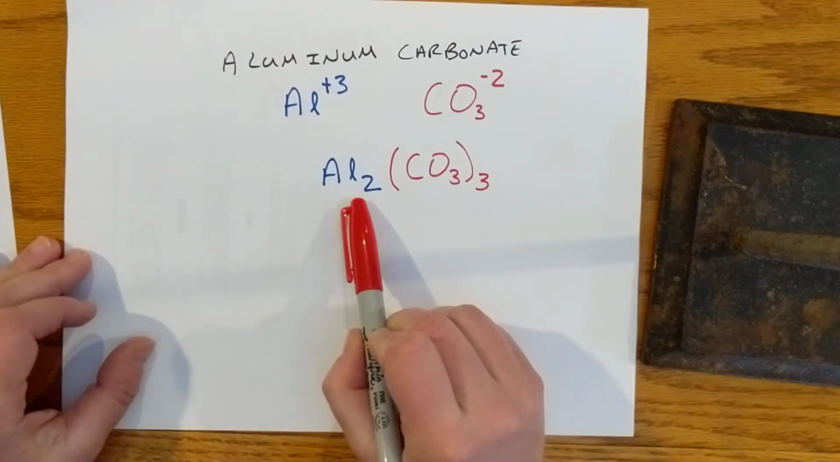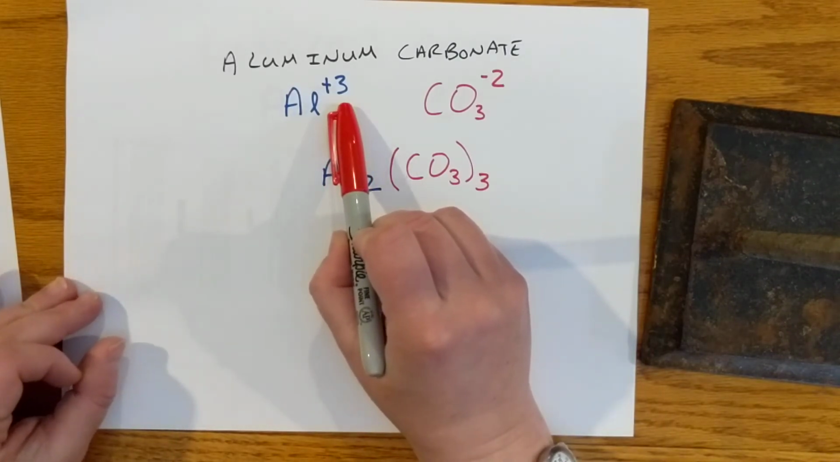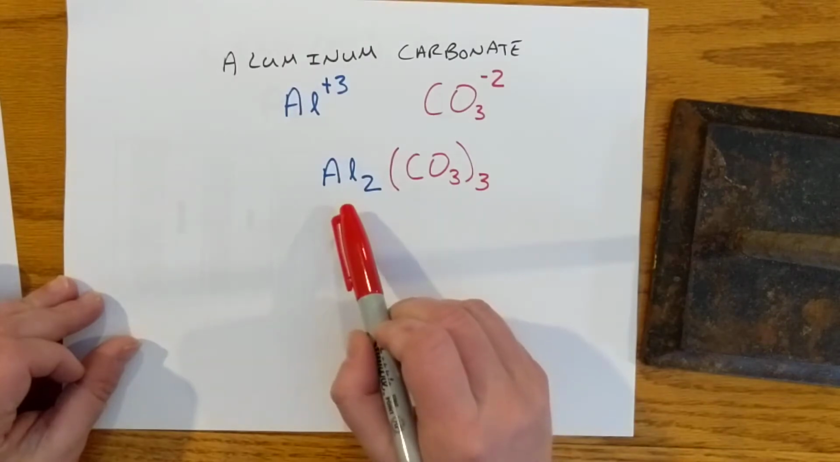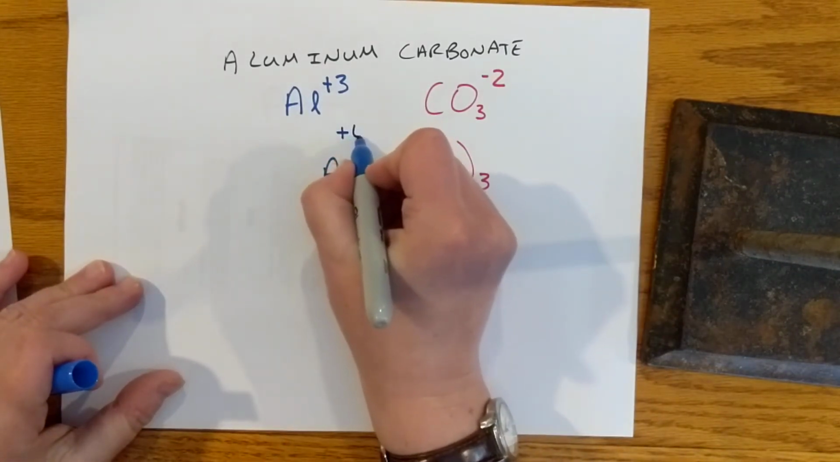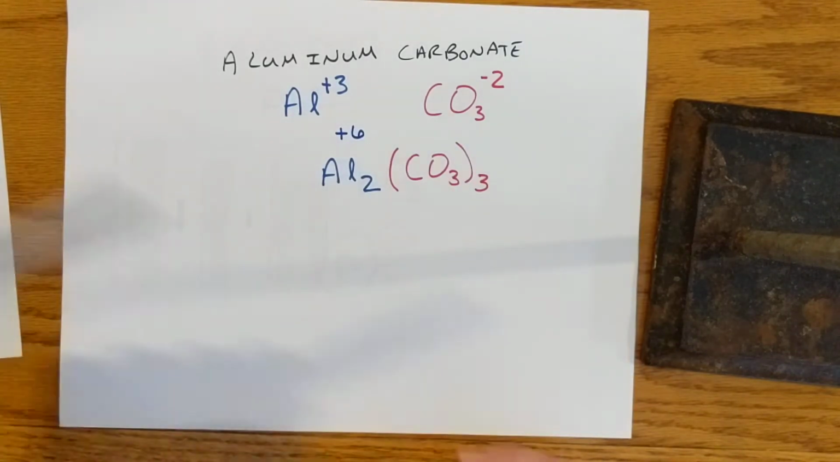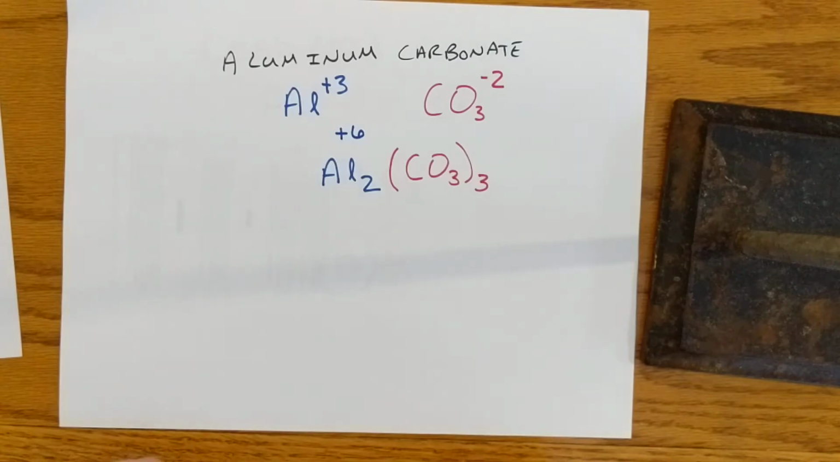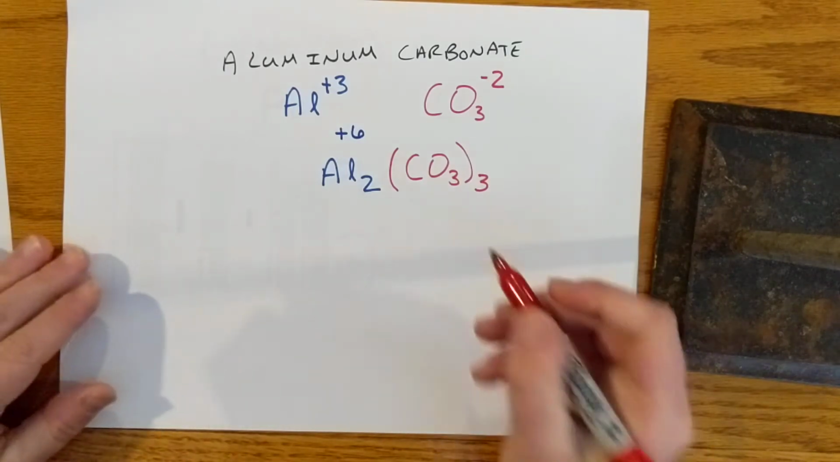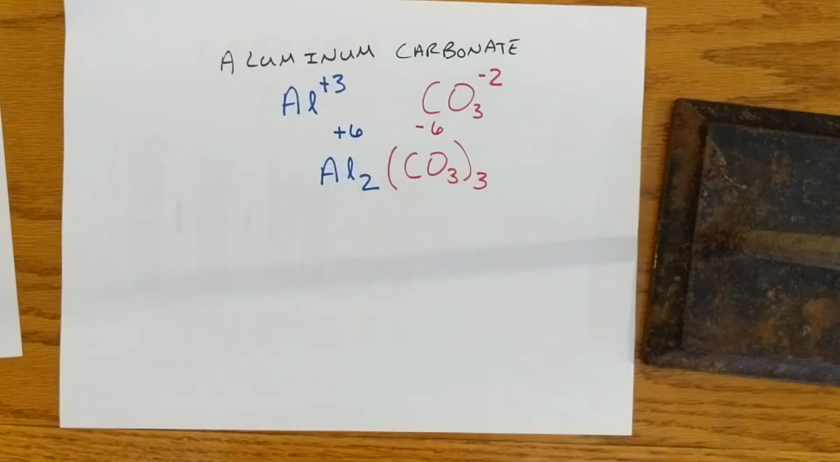Now, if I have 2 aluminum atoms, and each aluminum atom has a charge of +3, this would be a total charge of +6. If I have 3 of these carbonates, and each carbonate has a charge of -2, that's a total charge of -6. And so my charges are still adding up to 0.